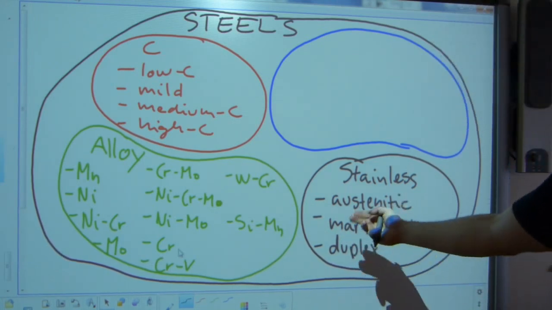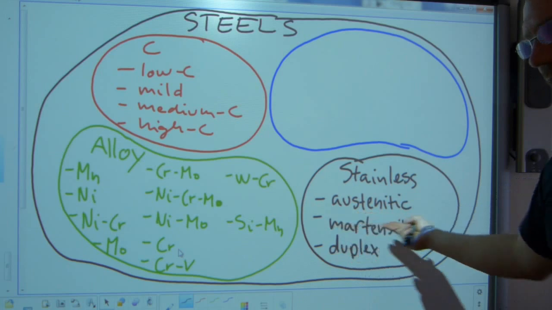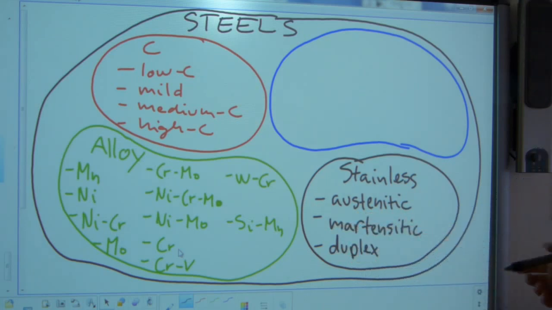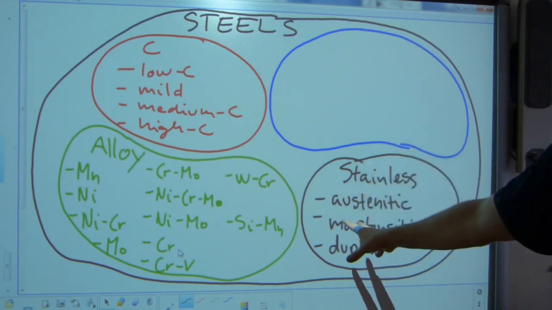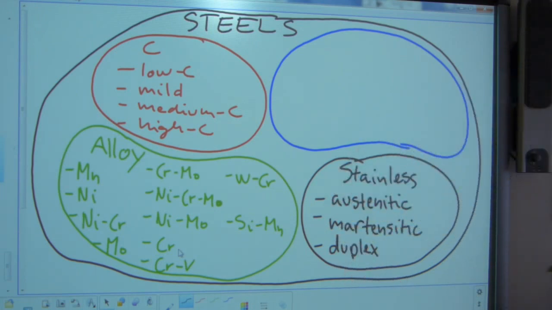And just one more word, duplex. Duplex meaning steels that have some of the features of these and some of the features of those. Okay, that would be fairly straightforward. But there are also super duplex, there are also ferritic, and so there are different stainless steels. But that's just to give you an idea, just to get started.